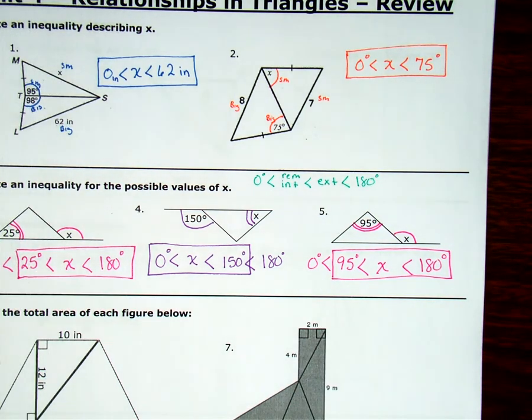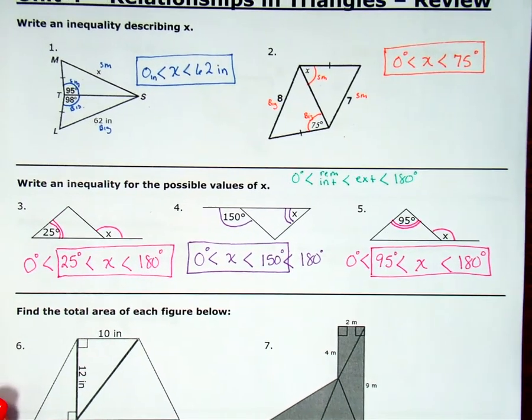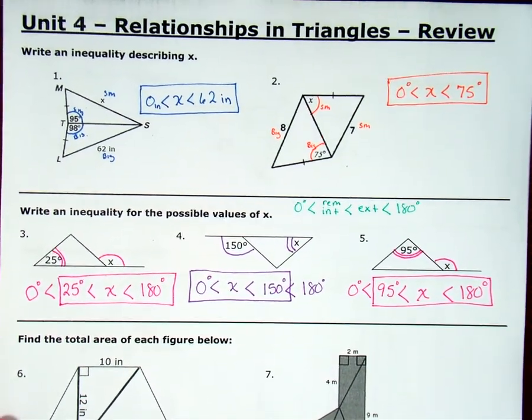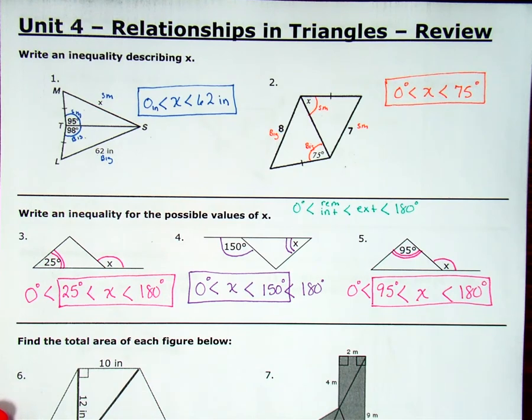Okay, in the next video we're going to pick up with number 6 and we're going to start looking at area of composite shapes made with triangles. If you have any questions on 1 through 5, make sure you ask during sync time or during tutoring. Thank you so much for watching.